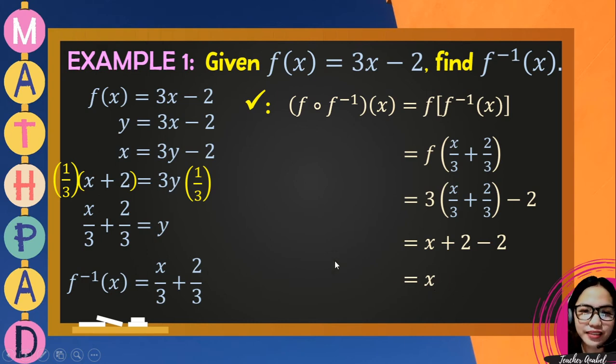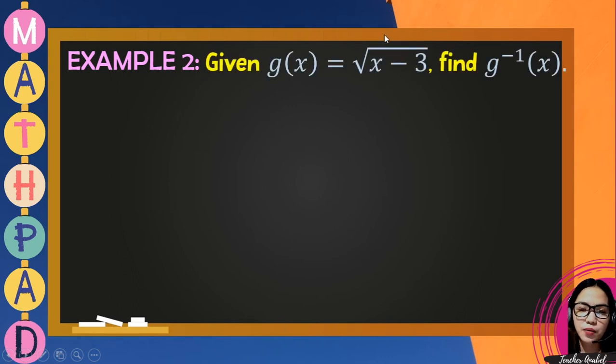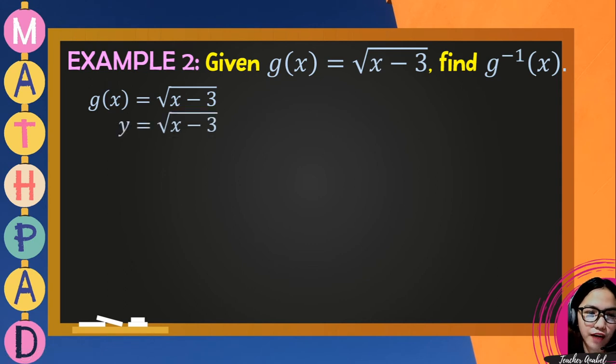Okay. Now, let us have another example. Given g of x is equal to square root of x minus 2, find the inverse of g of x. Okay. Now, let us replace g of x by y. So we have this, and then interchange y and x. So yung y dito magiging x, and then yung x dito y.